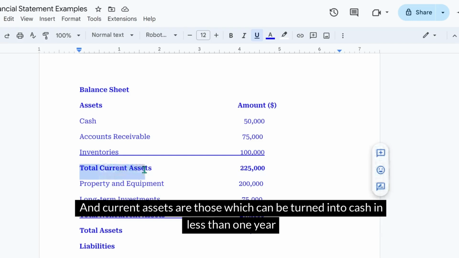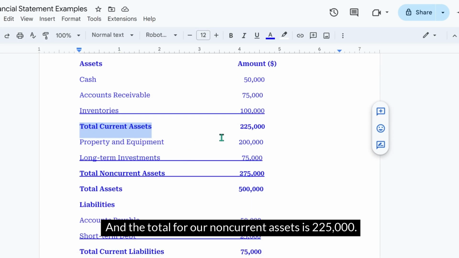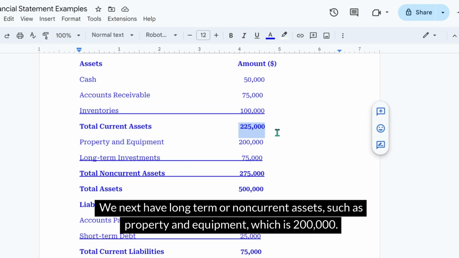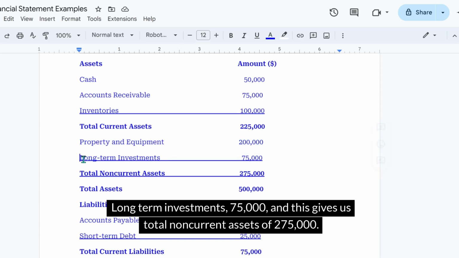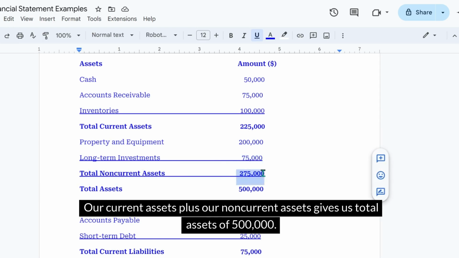And current assets are those which can be turned into cash in less than 1 year. And the total for our current assets is 225,000. We next have long-term or non-current assets, such as property and equipment, which is 200,000. Long-term investments, 75,000, and this gives us total non-current assets of 275,000. Our current assets plus our non-current assets gives us total assets of 500,000.